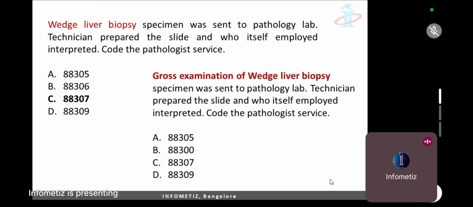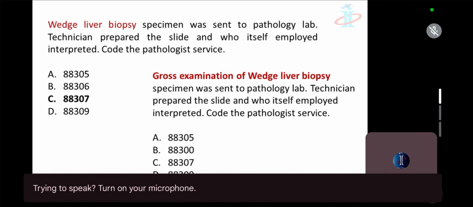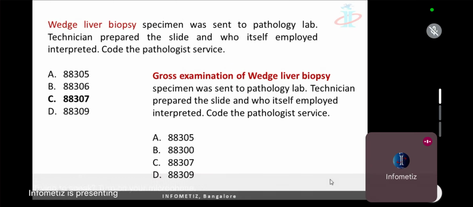What is the answer for the second question then? B, sir. 88300. Why? Wedge liver biopsy. Correct. Examination, sir. Only gross. Gross plus microscopy is 307. Only gross is 300. But you say, in the first question they did not give microscopy. Boss, if they do not give it, consider it as gross plus microscopy. For gross only they should mention gross.